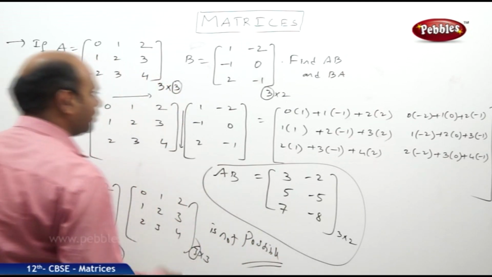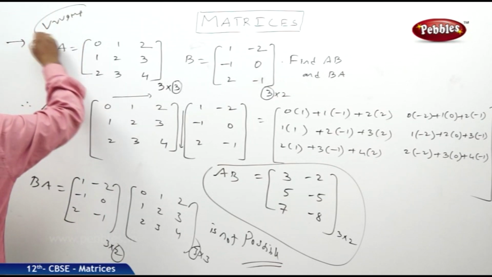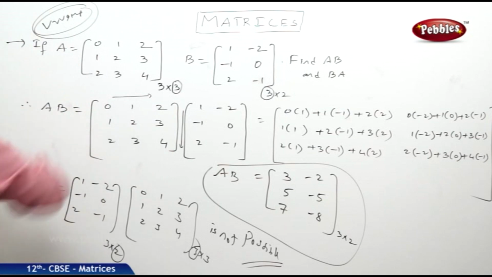Only AB is possible. It is a very, very important question asked in one of our CBSE previous papers. Right? Please copy.